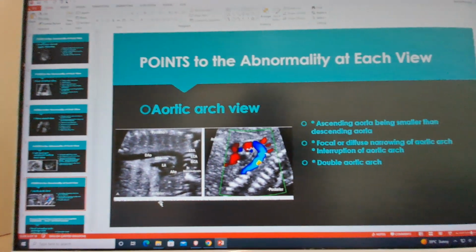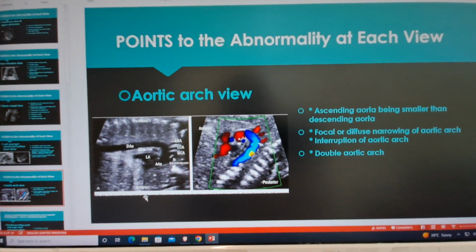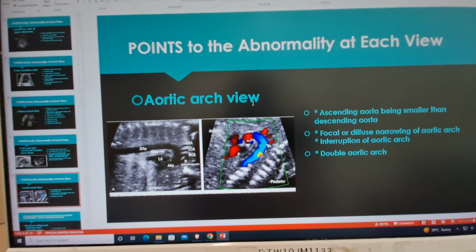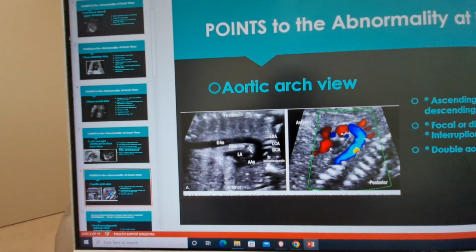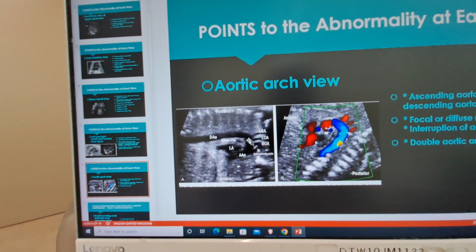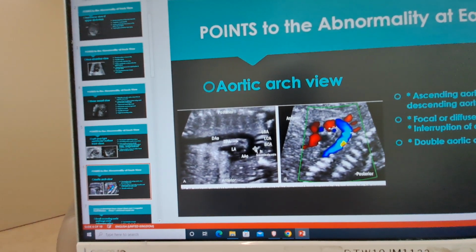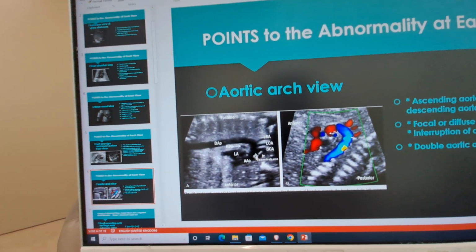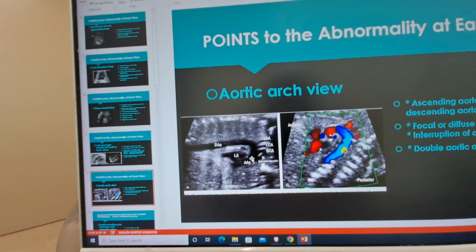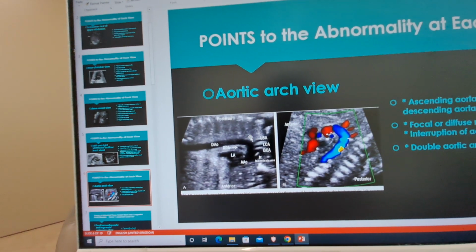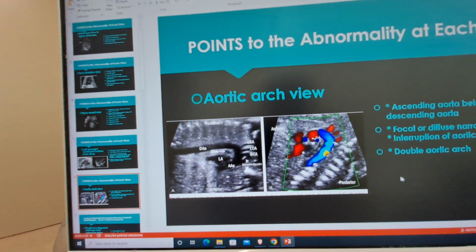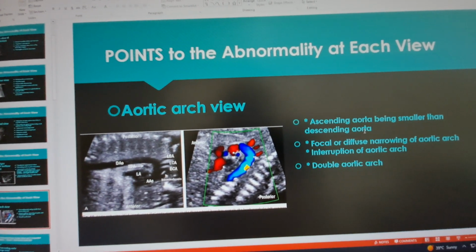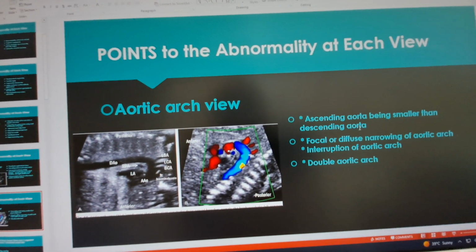Now we have to see another point to indicate the abnormal heart, which is the aortic arch. First you have to see the aortic arch. The aortic arch joins the ascending aorta and descending aorta and gives off branches. If the branches arise from the ascending aorta, everything is good. But if the ascending aorta is smaller than the descending aorta, it means some narrowing is there or a ductus problem.